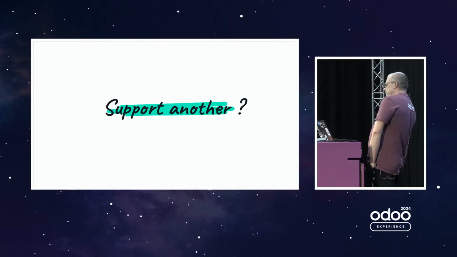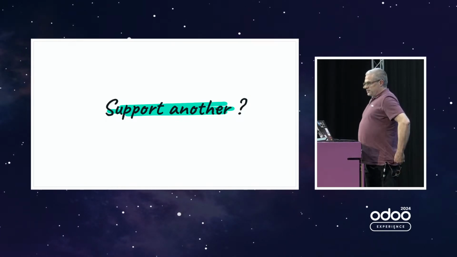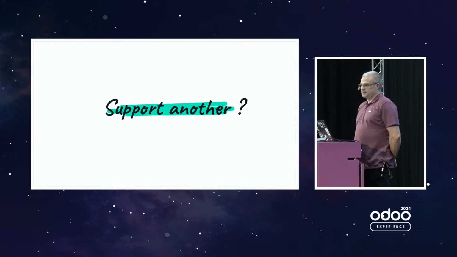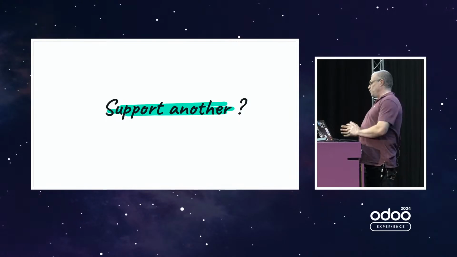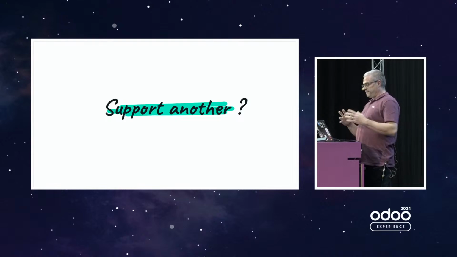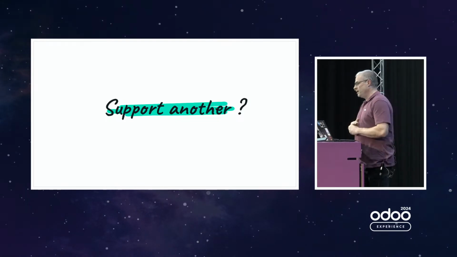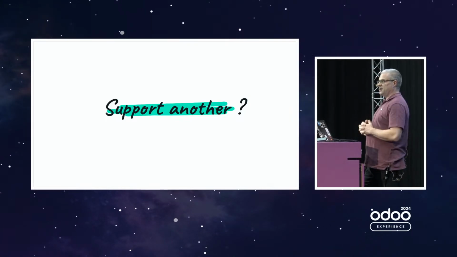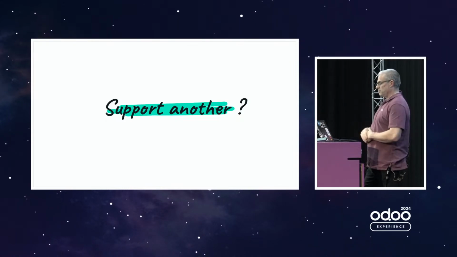Should we support another database? No, the question is how to be efficient with two different systems. It's already hard to be efficient with one database system. We have plenty of examples in the code base of Odoo where we had to take choices, and those choices are based on decisions we took.